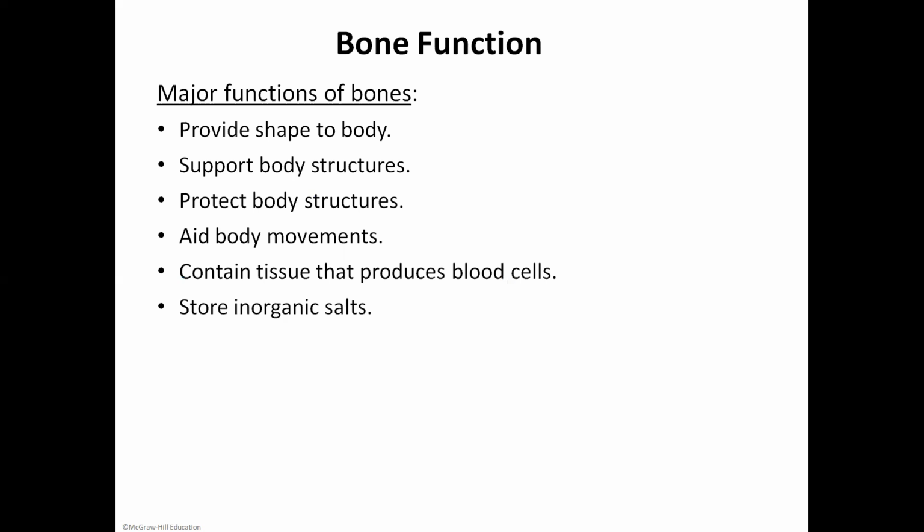All right, now we have to think about the function of bone. So there are major functions to the bone. Again, we kind of mentioned these before. They help to provide shape to the body, so we have a certain framework. They help to support our body structures and protect our internal organs. They also allow for muscle attachment. So when you aid in body movements, again, it's because they have proper muscle attachment. Again, in the spongy bone, we think about the production of red blood cells and other blood cells like white blood cells and platelets, and it helps us to store those salts.